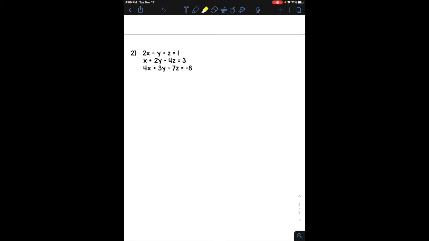In this case, what I'm going to do is take the first 2 equations, multiply the second equation by 2, and subtract the equations to then eliminate our x variable. So I'm going to first just copy the first equation, 2x minus y plus z equals 1, and multiply the second equation by 2 to get 2x plus 4y minus 8z equals 6. Let's now subtract in order to eliminate the x's.